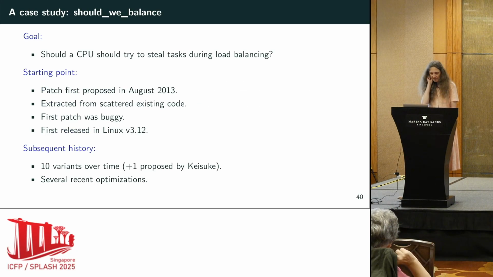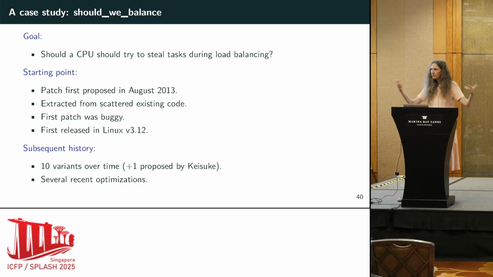So we're trying with this function. This is our first example we looked at. Should we balance? We actually saw this in the load balancing that I talked about a few minutes ago. The question is, should a CPU try to steal a task during load balancing? Basically, we may have many CPUs that want to steal at the same time. We don't want to let them all steal, because then the task will bounce around between them.